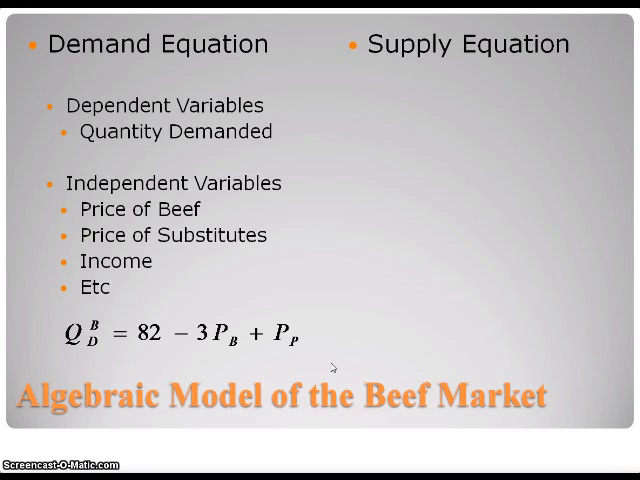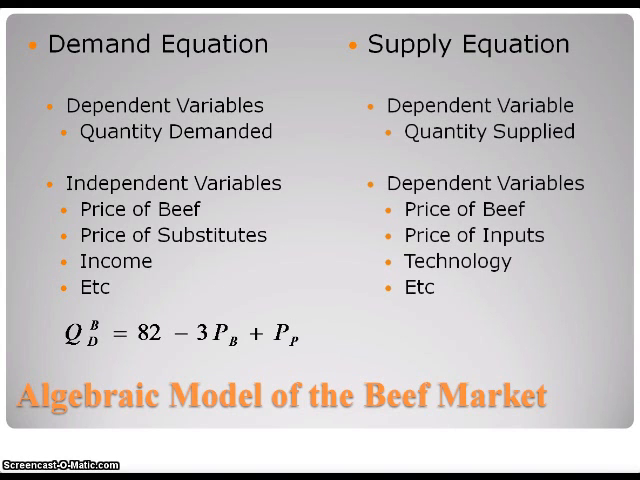If we repeat the process with respect to the supply equation, we would have the following set of variables. The dependent variable would be the quantity supplied of beef, while the independent variables would be the price of beef, the price of inputs, technology, and any other variables we think are important.